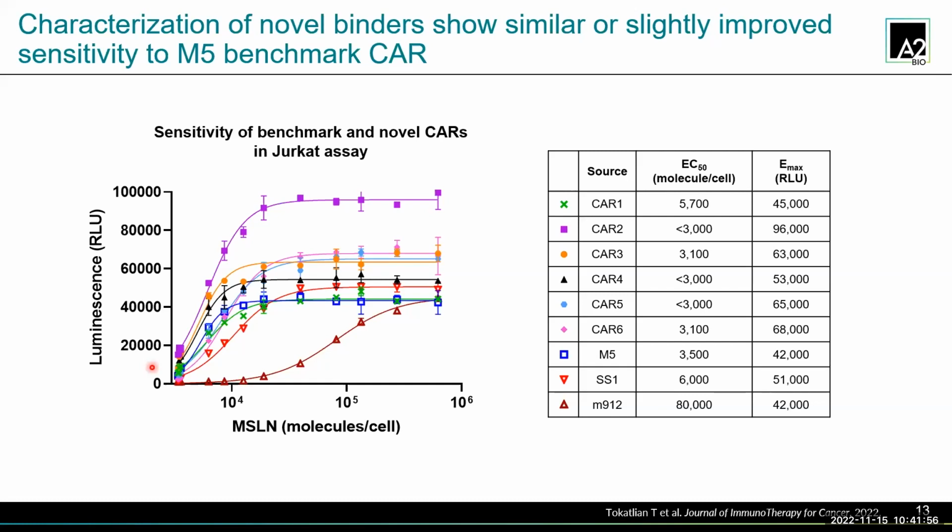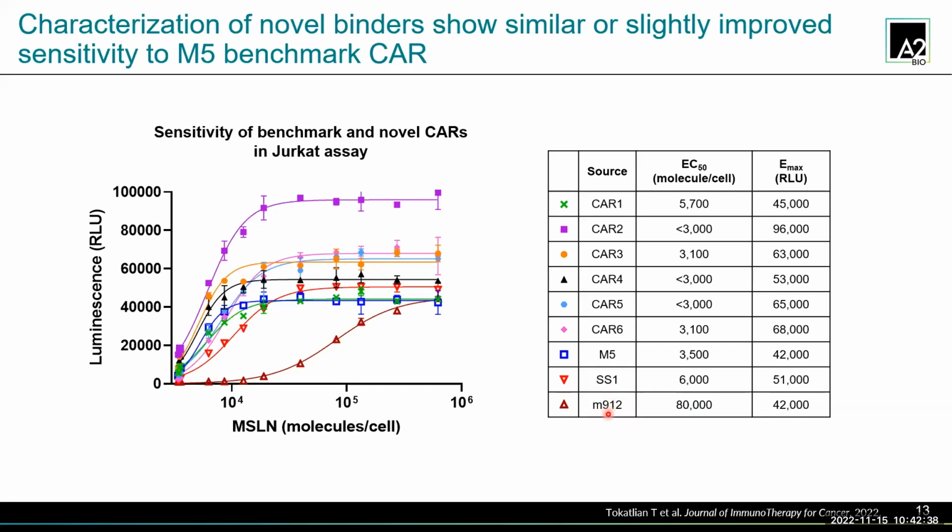And what we found was that many of these novel CARs, here listed CAR 1 through 6, had EC50s around 3,000 molecules per cell, which meant that they were as sensitive, if not more sensitive, than even the M5 CAR. However, the 3,000 molecules per cell is roughly the limit of detection of this assay, so it's harder to have more detail than this. But for reference, we also included SS1, which is a widely described mesothelin CAR, as well as Atara's M912 CAR, which were much less sensitive.